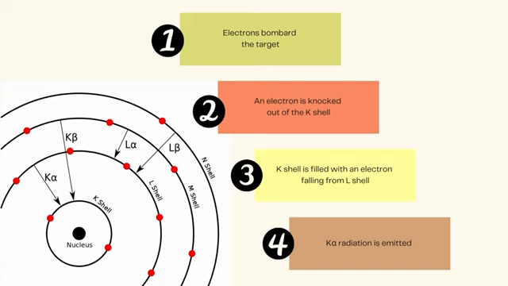When electrons bombard the target with sufficient kinetic energy, an electron is knocked out of the K shell, leaving the atom in an excited, high-energy state. If the K shell is filled with an electron falling from L shell, the energy released is in the form of K-alpha radiation. Similarly, an electron falling from M shell gives rise to K-beta radiation.